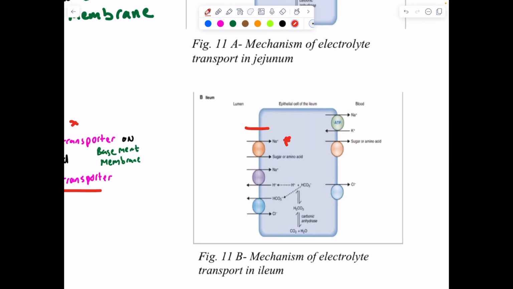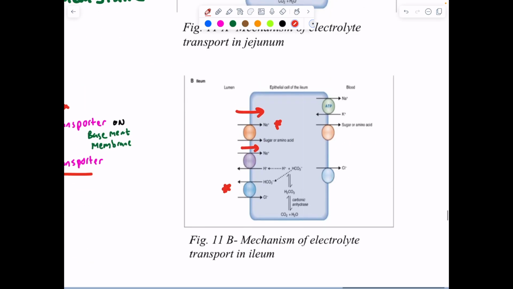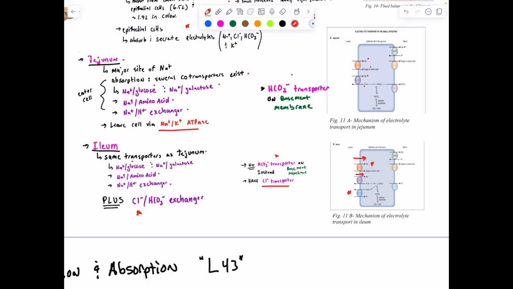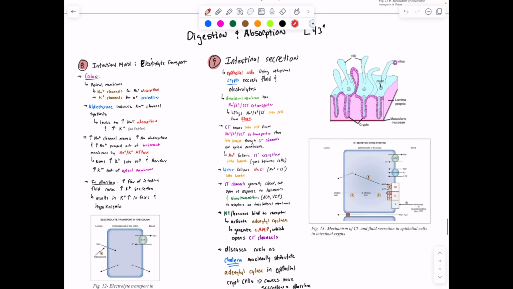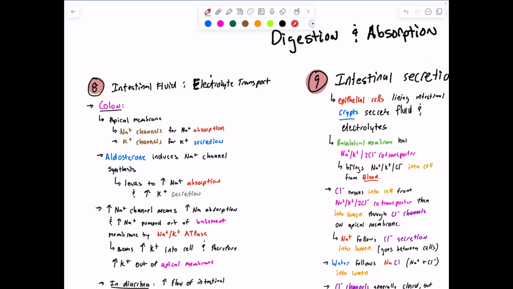Our sodium co-transporters bring things in. Our sodium hydrogen exchanger. Then we have this new one, bicarbonate chloride exchanger on the apical surface. We do not have a bicarbonate transporter here, but we do have a chloride transporter in the ileum. Okay, so jejunum has a bicarbonate transporter on the basement membrane. The ileum does not have that, but it has a chloride transporter, and it also has a chloride bicarbonate exchanger on the apical surface.